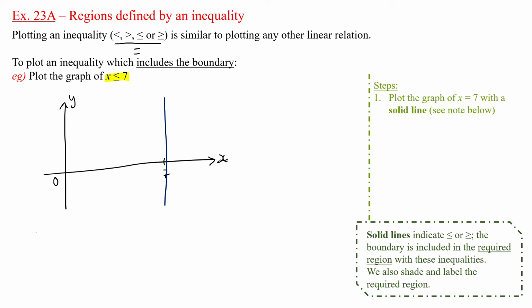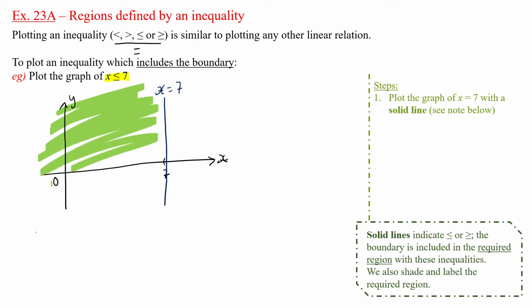Okay, and then we need to shade and label the region. So here I've got x equals 7, and I want to shade the half of the plane that's required. This is a nice and easy one. We're talking about any value less than 7 on the x-axis is required. So I'm either going to colour in the lower half or the upper half. In this case, we're looking at the less than side. So this is the required region.